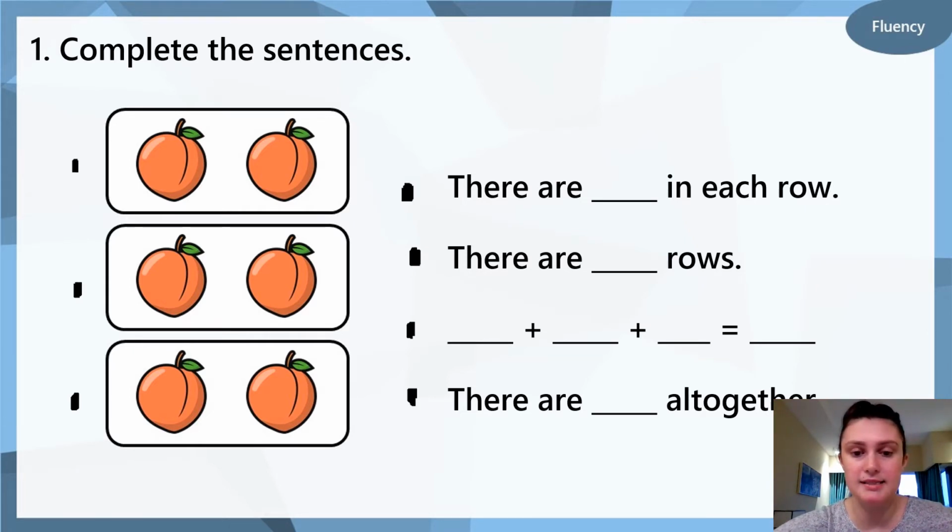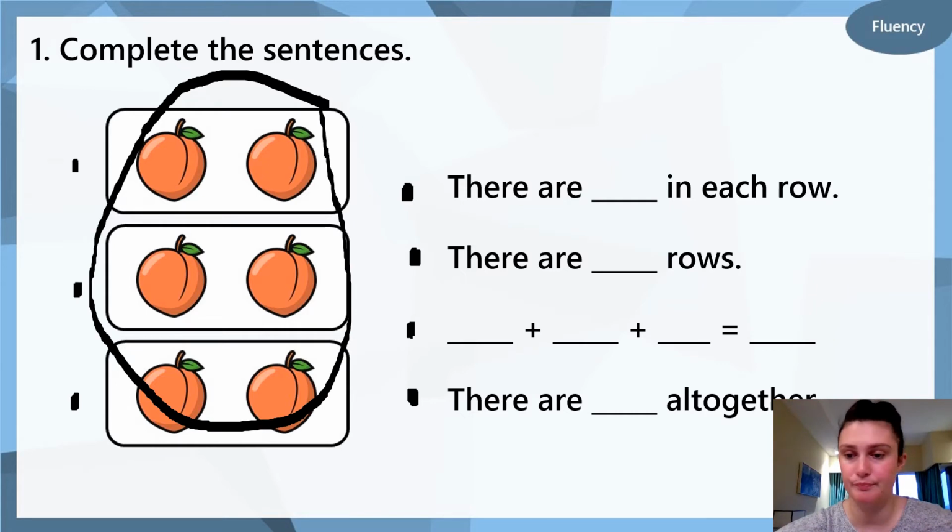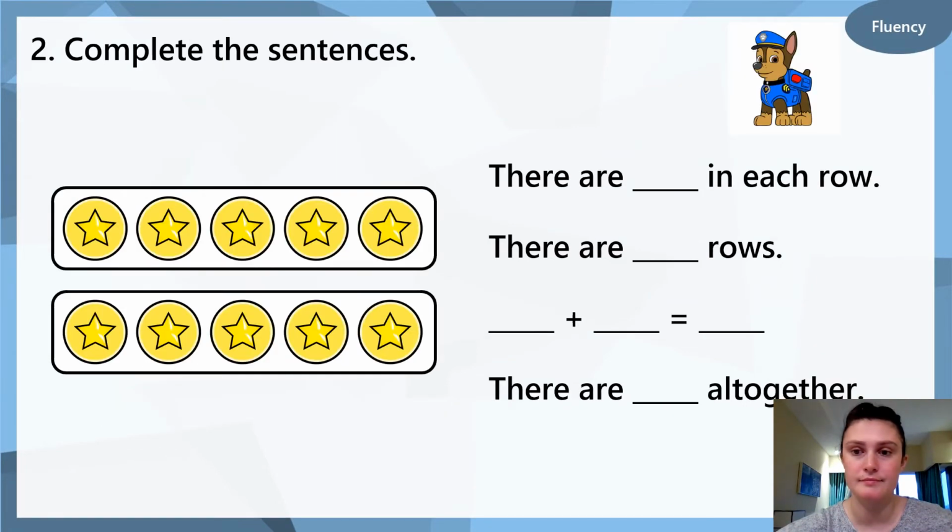Last, we're going to write a sentence about how many there are altogether. Remember, altogether means the total number, altogether. So, lastly, on your paper, beside number 1, we're going to have 4 different sentences. There are blank altogether. How many are there in the whole group? You can use your adding or you can use your skip counting. Can you see my friend Chase?